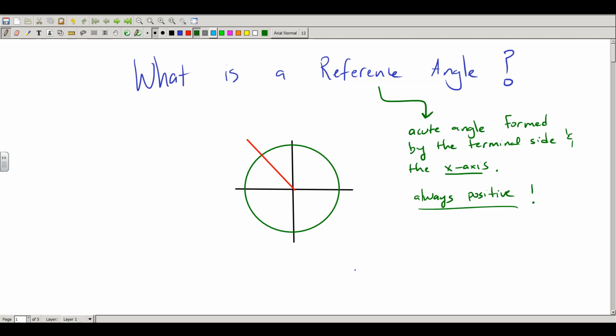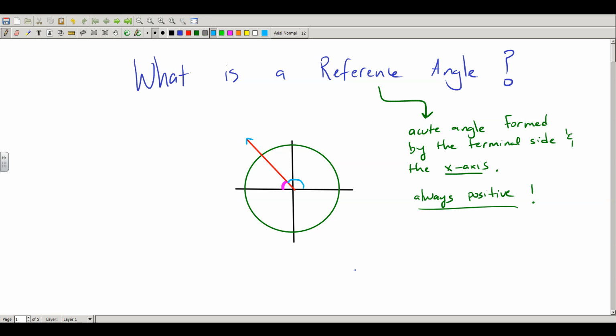Okay? So if I was drawing this angle right here, and I said, okay, this is my angle, the reference angle to what I just drew would be the angle from the terminal side I just drew all the way back down to the x-axis. So the reference angle would be that angle right there as a positive angle. So whatever that was, let's say that was 150 degrees, then the reference angle would be 180 minus that. It would just be 30 degrees here.